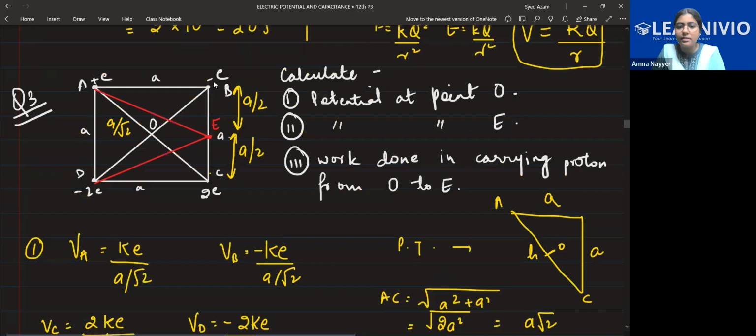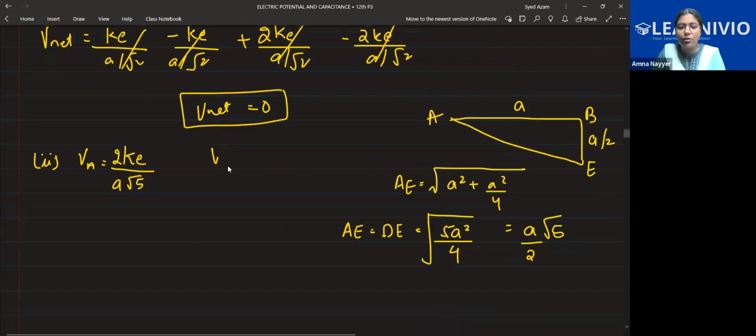Then next, this is B. So K into minus E divided by, what's the separation? A by 2. So divided by A by 2. So VB will come out to be minus KE by A by 2. So 2 will go up.